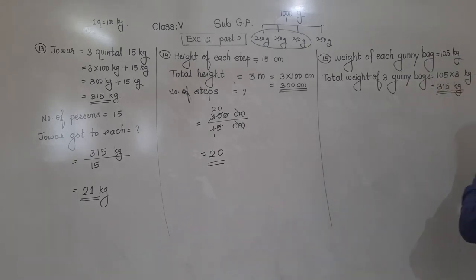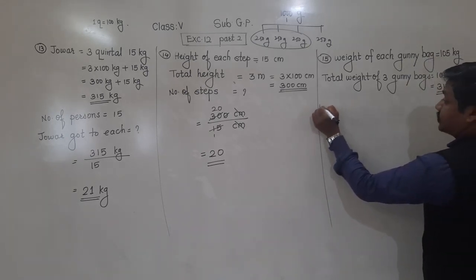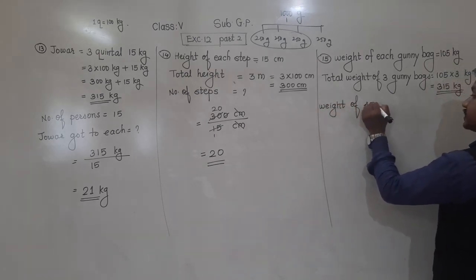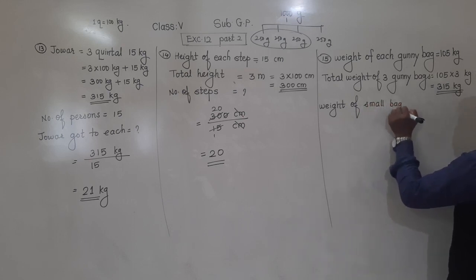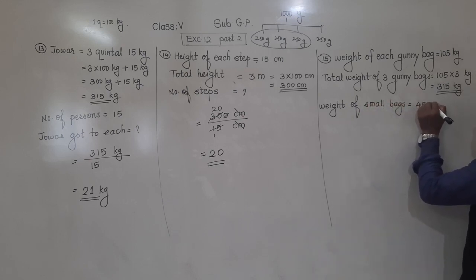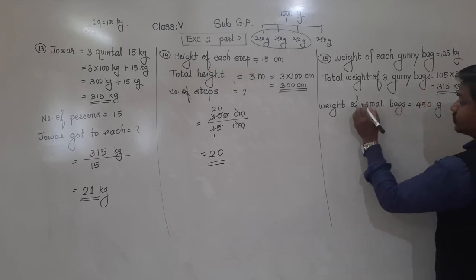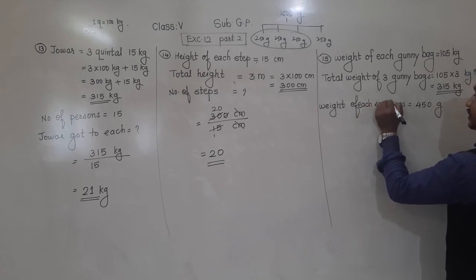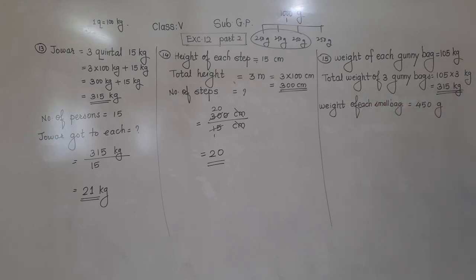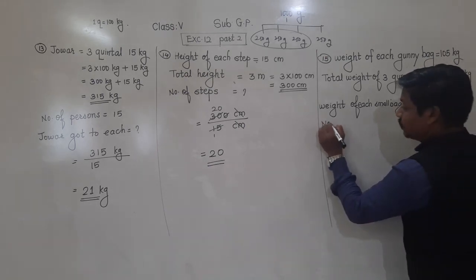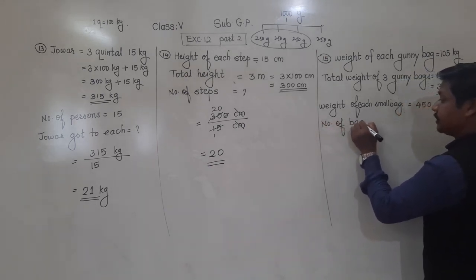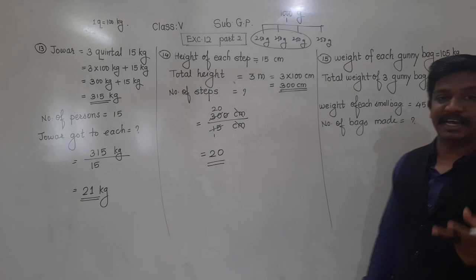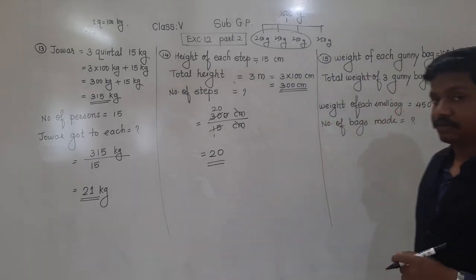Okay. So see here, the weight of small bags. How much is it? 450 gram. Each of the small bags, right? Each small bag, 450 gram. Okay. And we have to find the number of bags made. So how many such small bags are made, that we have to find.